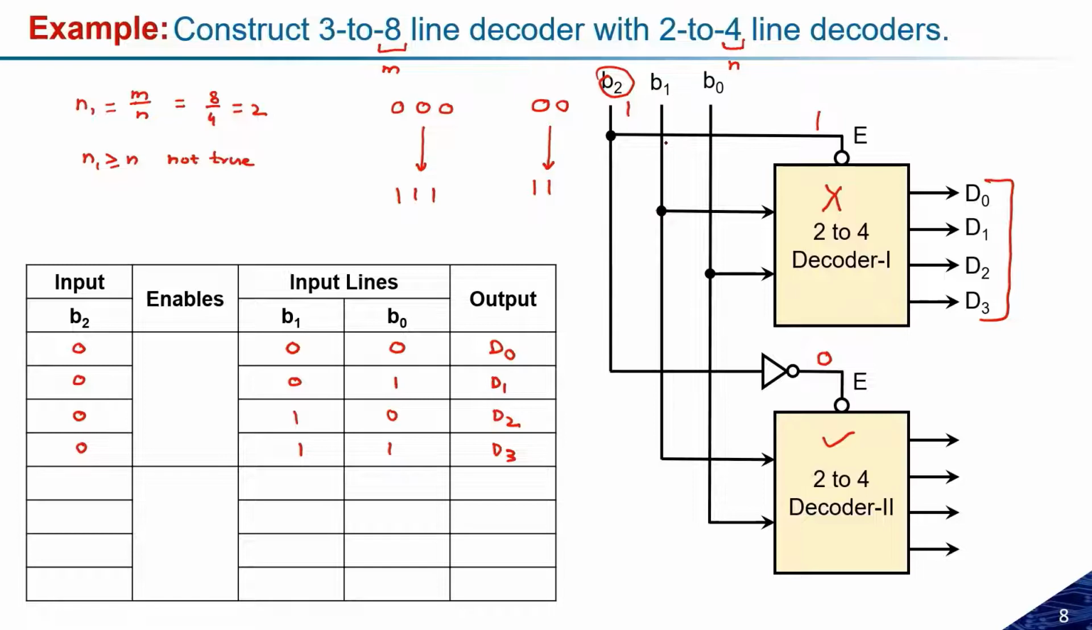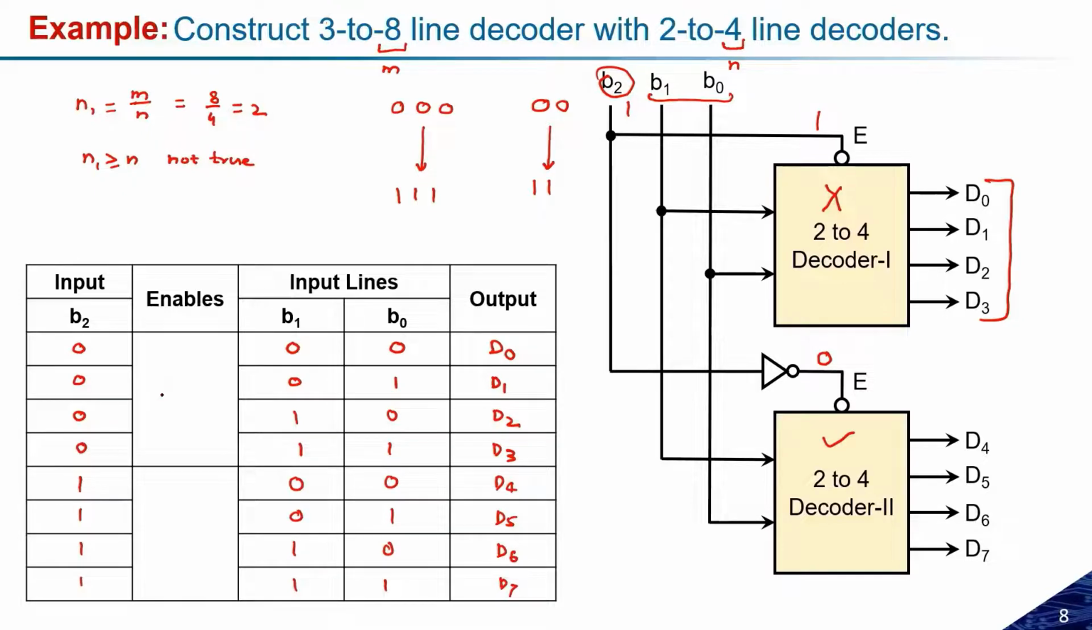And if it is like that, then what is the combination of B1 and B0? The output will be taken out, and that depends on B2. So if I have a 1 at the B2 and 0 0, for this case I will get D4. For 0 1 I will get D5, for 1 0 I will get D6, and for 1 1 I will get D7.